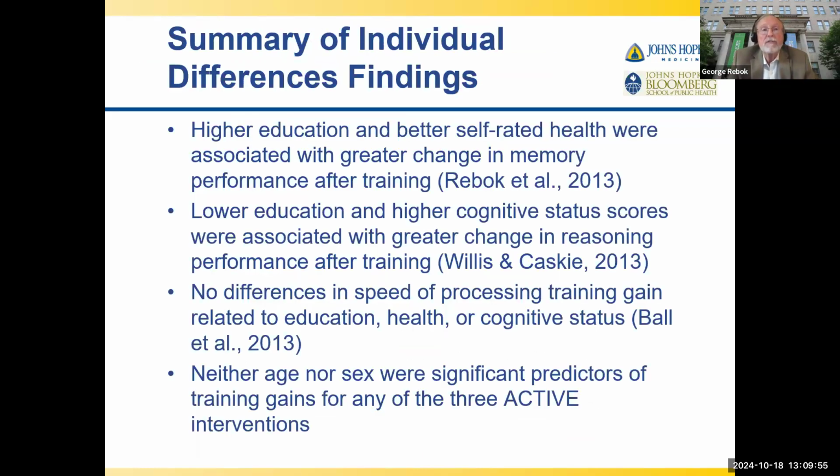And just to summarize these findings, many of the predictors were intervention specific. For the memory training, we found that higher education and better self-rated health were associated with greater change in memory performance following training. So kind of supporting an amplification model, I guess. With the reasoning training, lower education and higher cognitive status predicted more reasoning training gains. For speed of processing, none of these factors was significant as a predictor, and neither age nor sex were significant predictors of training gain for any of the three ACTIVE interventions.